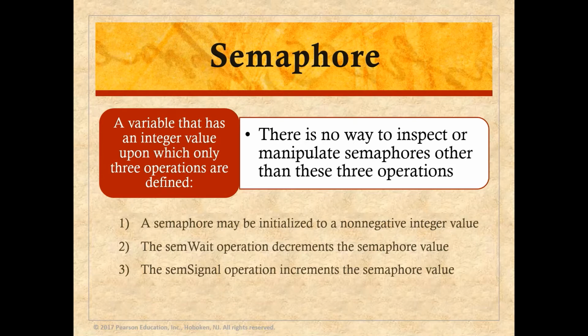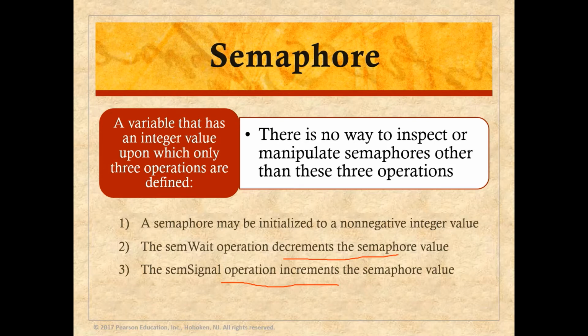The semWait operation decrements the semaphore value. If the value becomes negative, the process executing this semWait function will be blocked. The third one is semSignal. The semSignal operation increments the semaphore value. If the value is not positive, the process is unblocked.